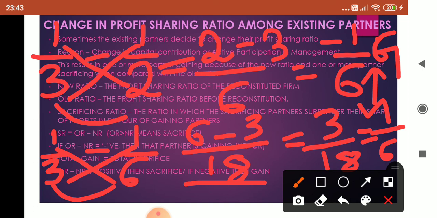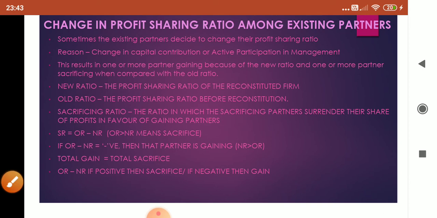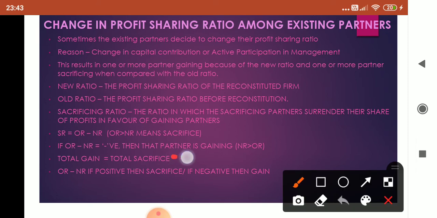Okay. Now some of the bright students here will be saying, Madam, instead of 3 into 6, we can take 6 as common and 6 divided by 3 is 2. So this can be 2 and we can write it as 2 minus 1. Yes, children, you can solve the sum like that. So remember, children, total gain should always be equal to total sacrifice. First point. Second point, old ratio minus new ratio. If the answer is positive, then that partner is sacrificing. Old ratio minus new ratio, if the answer is negative, then that partner is gaining. This you have to remember.